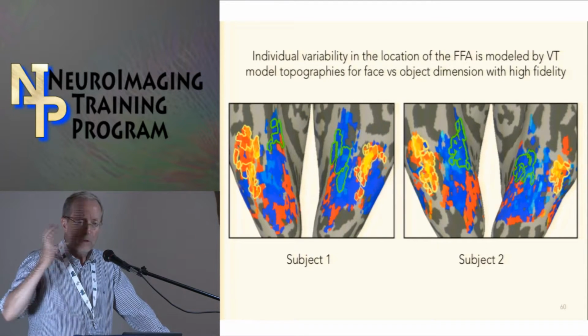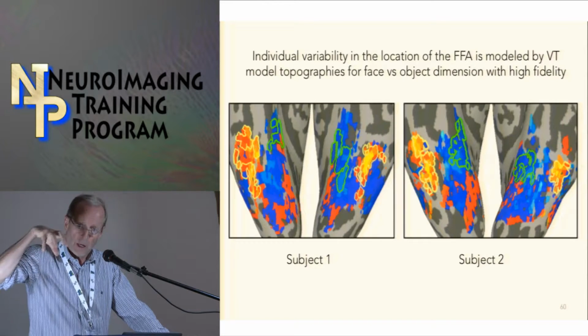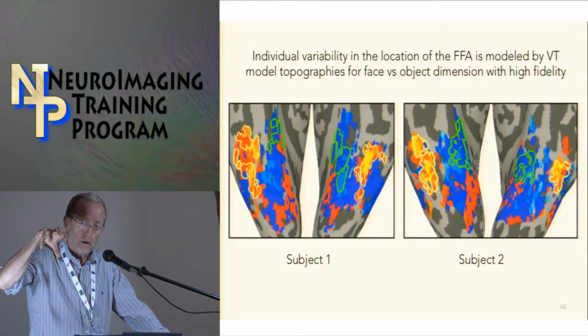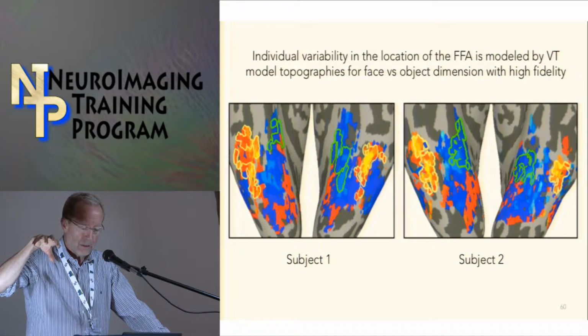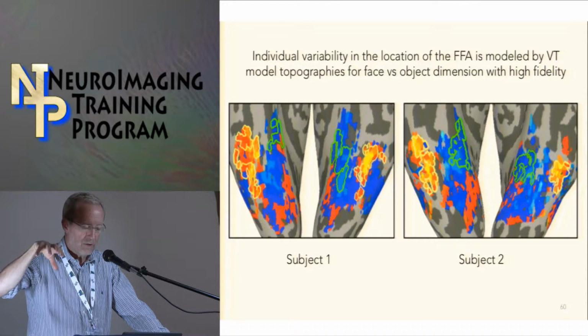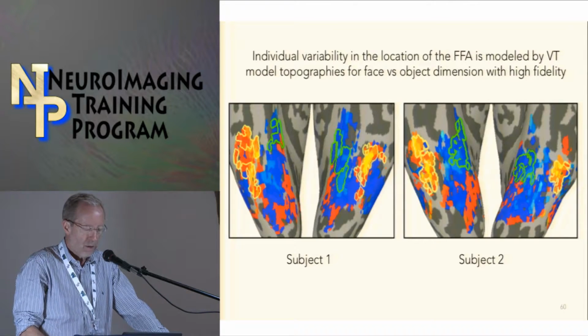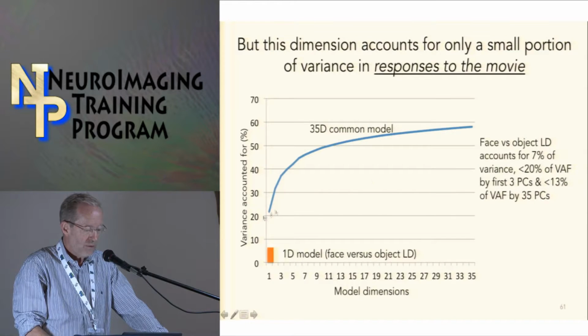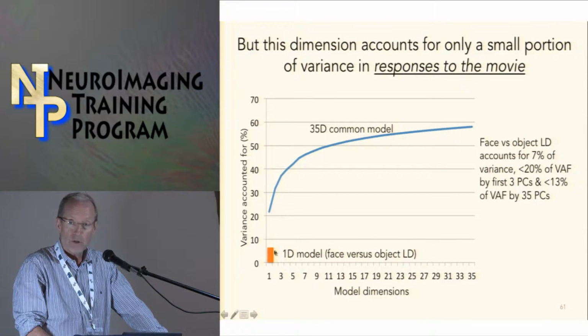So maybe we just had the dimensions rotated the wrong way, and if we rotated them, so we picked up that particular dimension that has dominated the discussion of the functional organization of ventral temporal cortex, we would find that it was dominant. So we did that. We looked at how much variance is accounted for by this dimension, accounted for by faces versus objects, or the Animacy continuum. So this shows the variance accounted for by the first PC, second, up to 35 PCs. So the first one is about 21%. The 1D model, faces versus object linear discriminant, accounts for about 7 to 8%, okay?